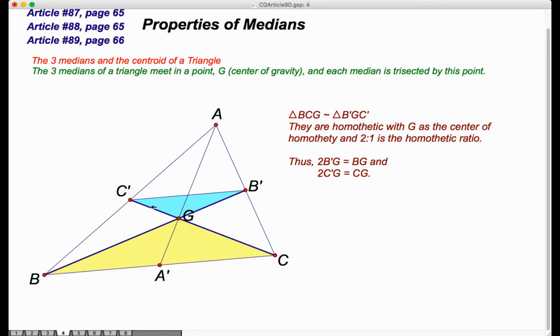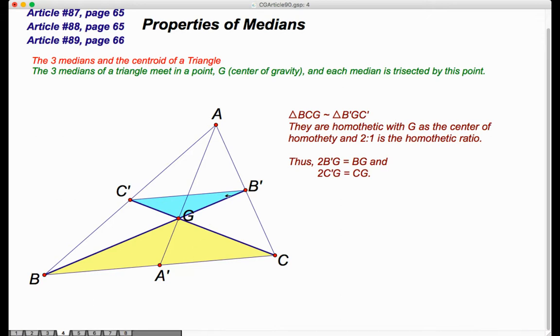So because they are parallel to each other, and in this triangle and that triangle these two angles here are vertical angles, therefore the blue triangle and the yellow triangle are similar to each other. And not only are they similar, they are indeed homothetic. And G is the center of homothety. And the homothetic ratio is 2:1.